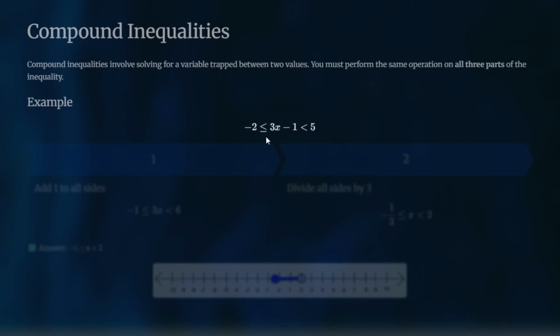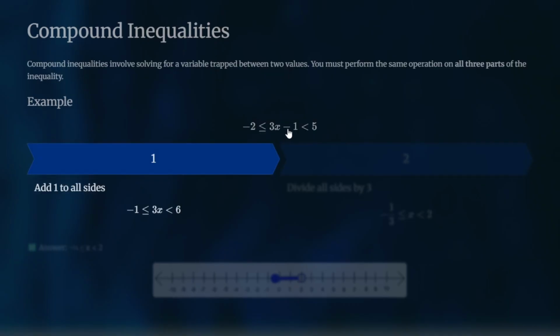So our variable x is here in the middle and we want to isolate it in the middle by itself. So first, we will add 1 to both sides, or to all sides for that matter. So -2 plus 1 is -1, which is less than or equal to 3x, which is less than 5 plus 1 is 6. So notice how my inequalities do not change. I had less than or equal here, it's still less than or equal, and I had strictly less than, and it's still strictly less than here.